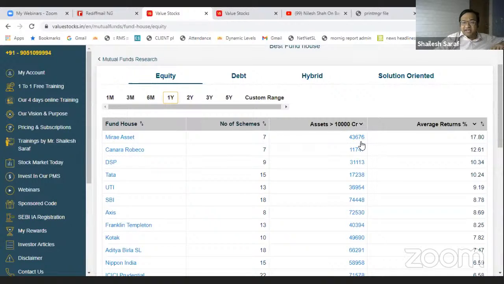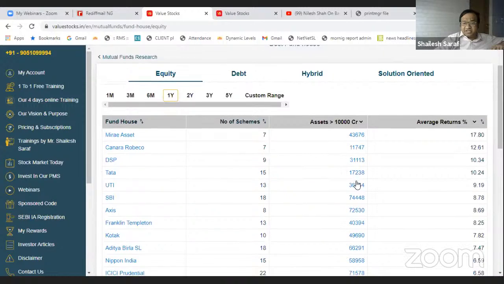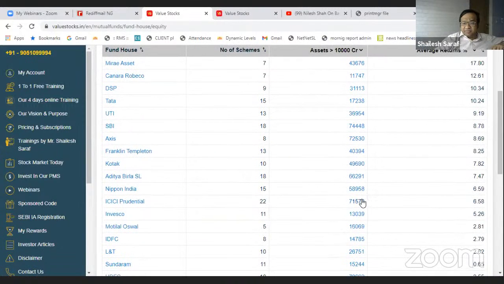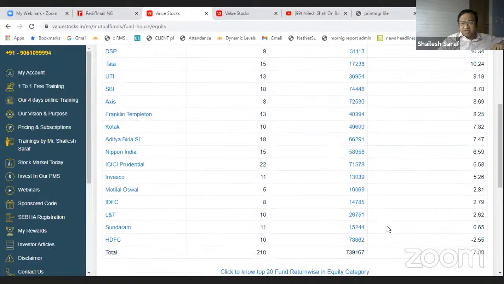Okay, see, sort it by the highest fund. So if you see the equity funds, move this up and down. So SBI is one of them. So what I showed, they have so much money. Go down.